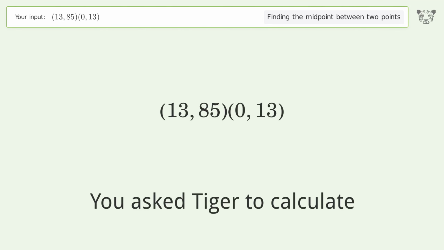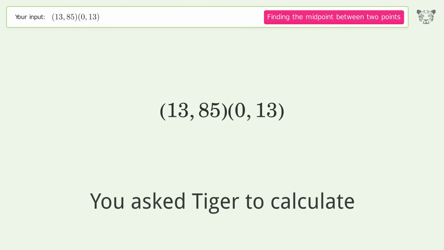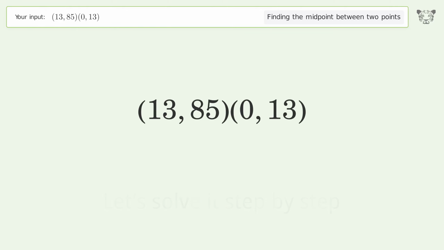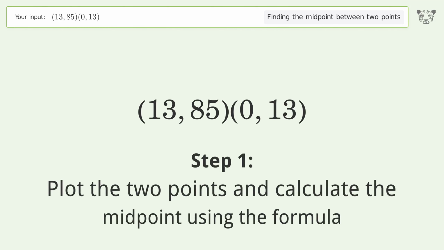You ask Tiger to calculate. This deals with finding the midpoint between 2 points. The midpoint between the 2 points is 6.549. Let's solve it step by step. Plot the 2 points and calculate the midpoint using the formula.